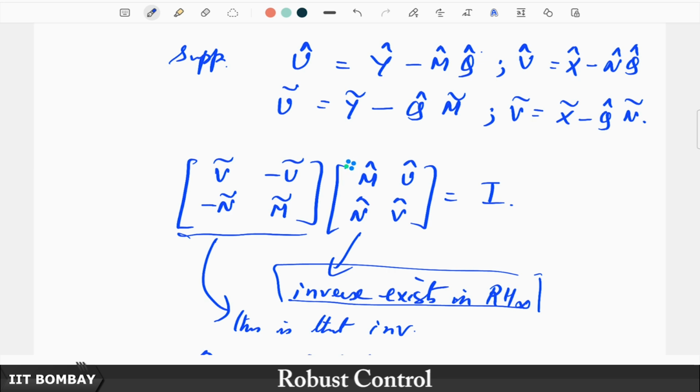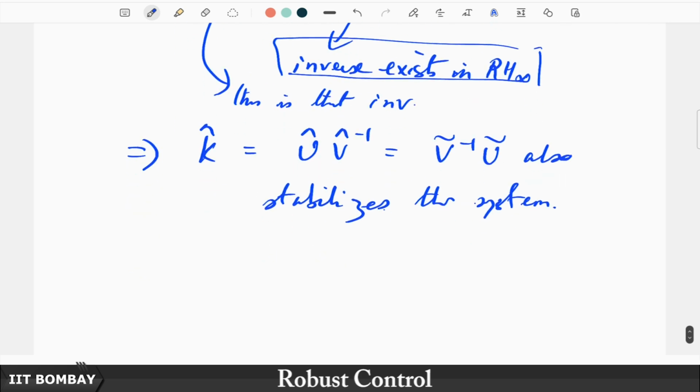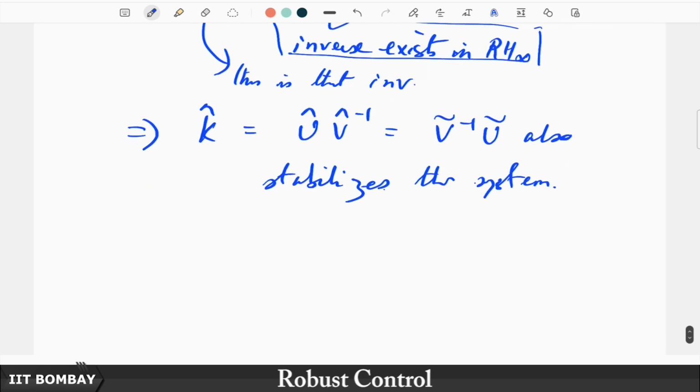So, what have we seen so far? We have just seen the multivariable equivalent of what we have seen in the first 10 minutes of today's lecture for the seesaw case, for the scalar case. So, we have just seen that if you choose a q hat in RH infinity, you will end up with a controller that indeed stabilizes your system.